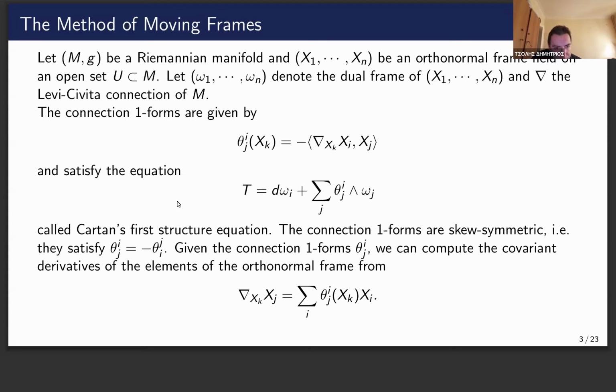Now, because we have this compatibility of the connection with the metric, the connection form satisfies this property here. Essentially they are skew symmetric, and this essentially helps us uniquely determine those connections. Otherwise, we will not be able to find them. So we need this compatibility. And we will see in this example how this works. Okay, moving on.